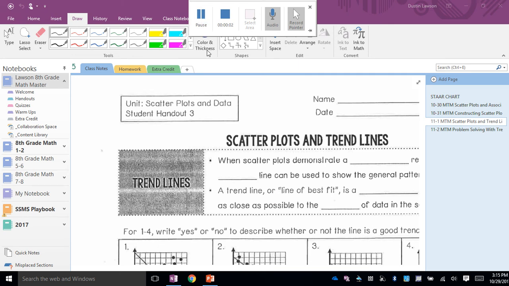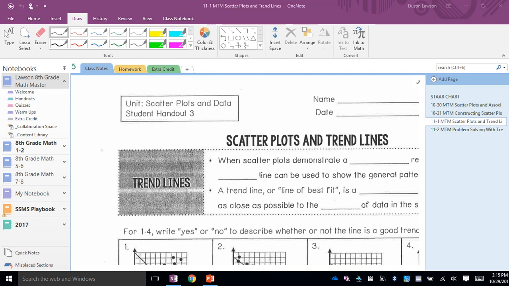Okay, so this is going to be the third lesson in Unit 5 where we're talking about scatter plots and data analysis. So you can see the unit right here. And then this is the third lesson or the third handout. So it'll say handout 3.